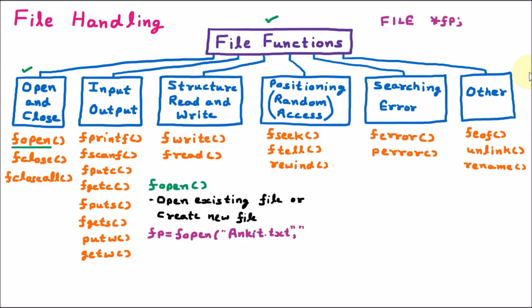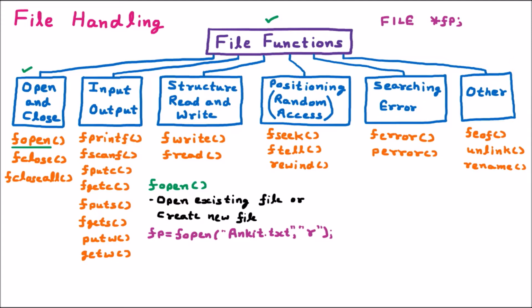Here we have to provide the mode, meaning in which mode are we opening the file? Read mode, write mode, append mode. So let's say I am writing r, meaning I want to read the file. So here we are providing the mode, then afterward a semicolon. So this is how we can use the file open function, which is fopen.